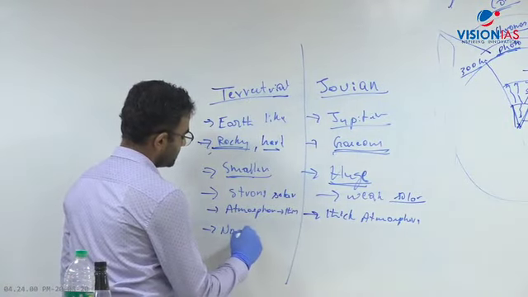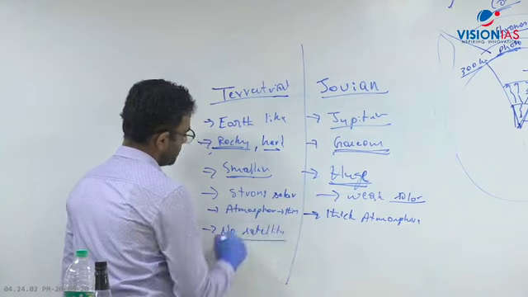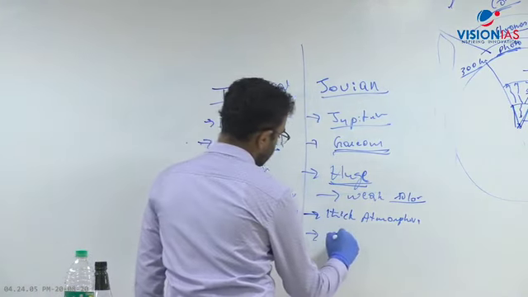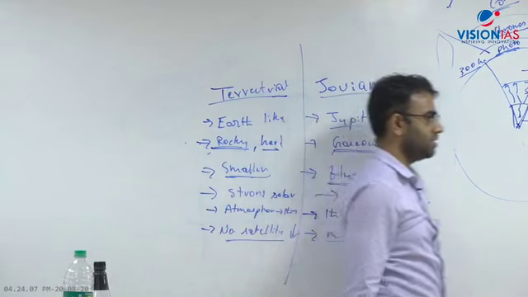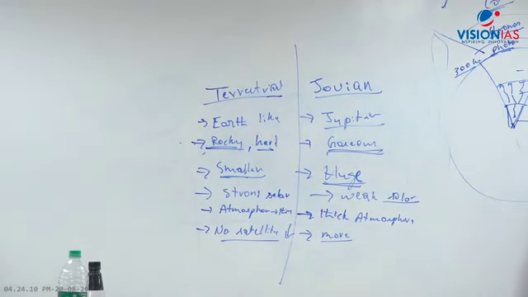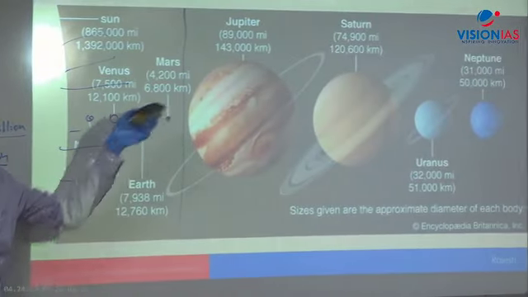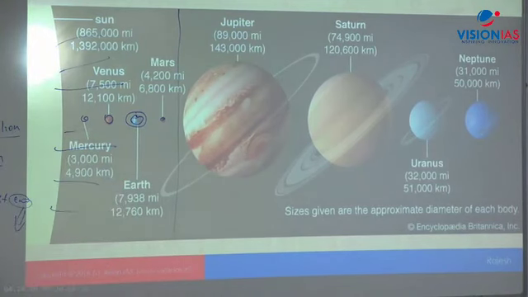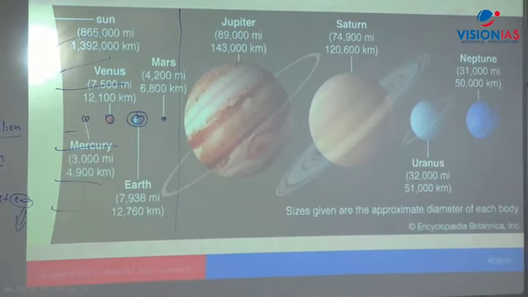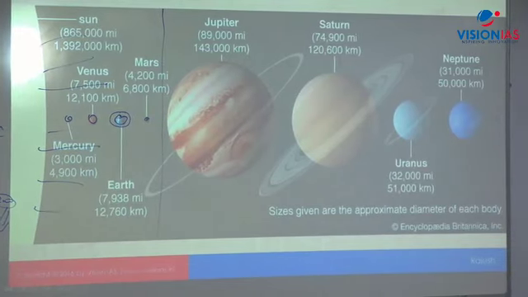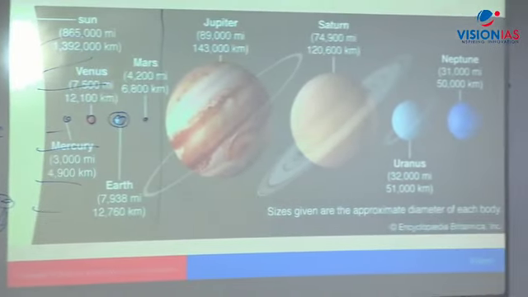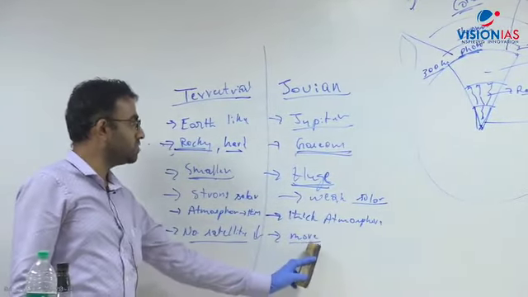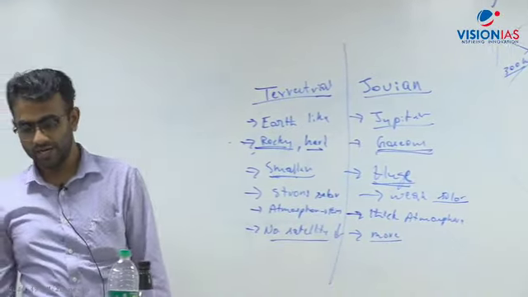The number of satellites is less here, and more here. What is the reason? The bodies themselves are small and will have very few satellites. These are very huge bodies. They can have a large number of satellites. Their gravitational force is very high. They can attract many bodies. Here it will not happen. That is why the terrestrial planets will have fewer satellites and Jovian planets will have more satellites.